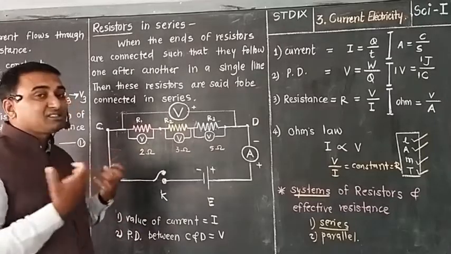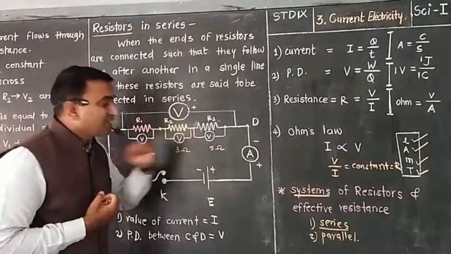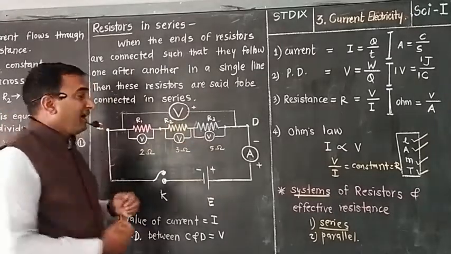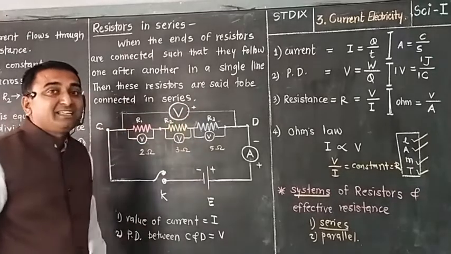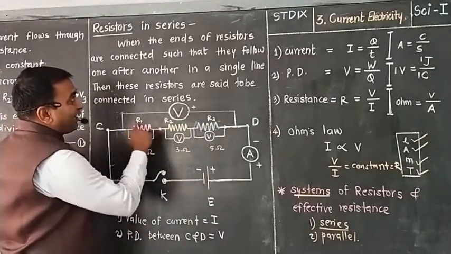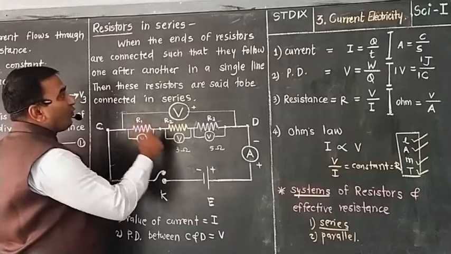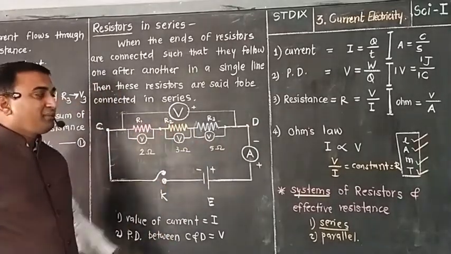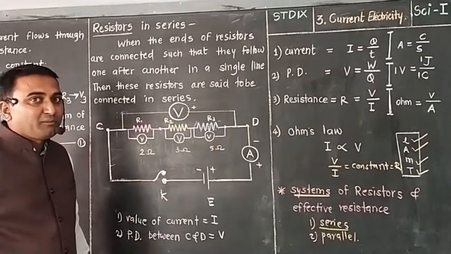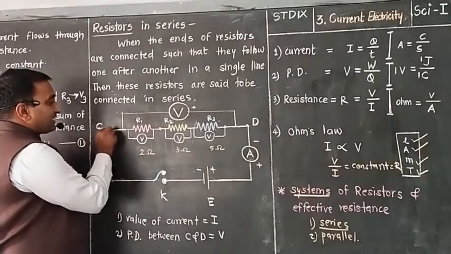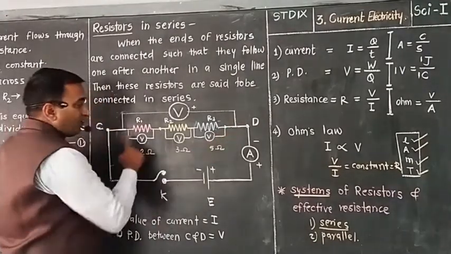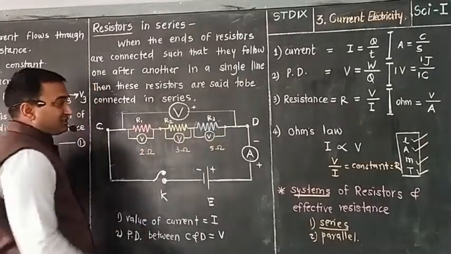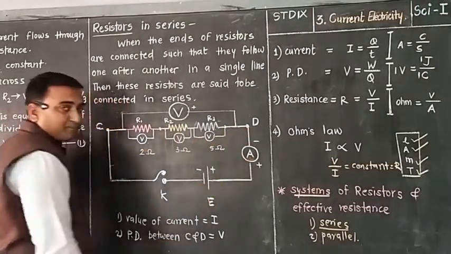So which resistance is more powerful here? R3 is more powerful, and all are connected in series, that is end to end, they follow one after another in a single line. Such a kind of combination is called a series combination. So between C to D, we have 3 resistors. See, this much part is the circuit.